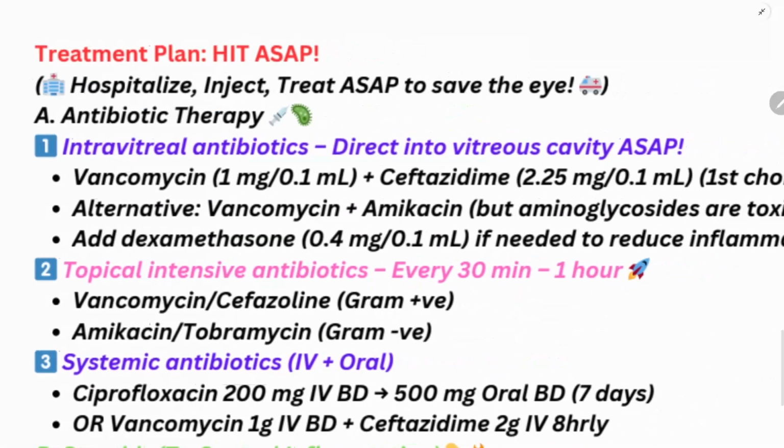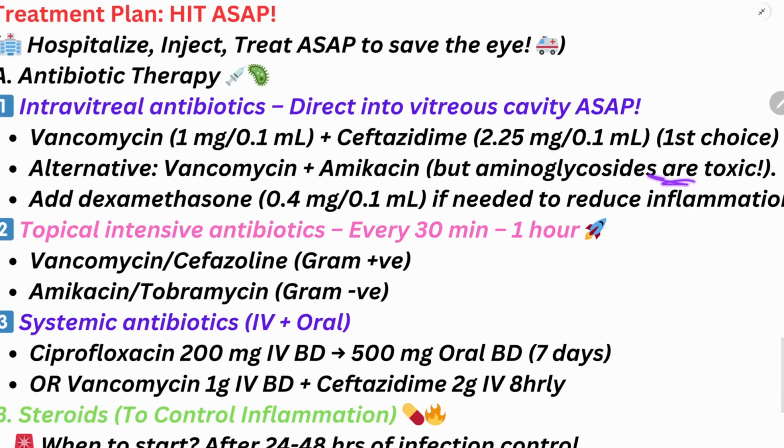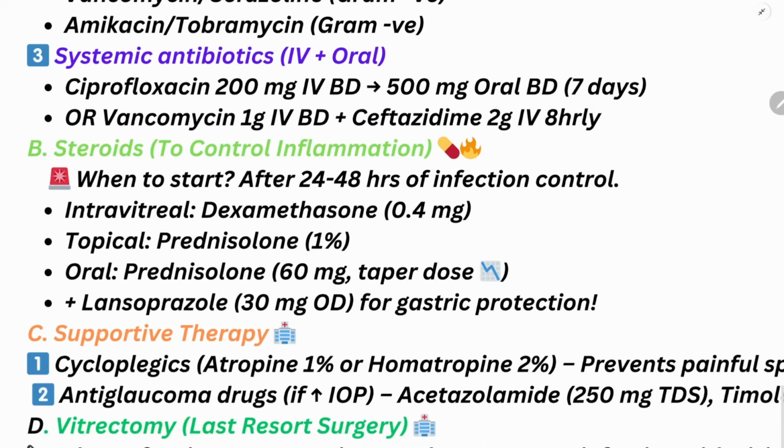Okay, so here the first one is antibiotic therapy. Here you will suggest intravitreal antibiotics like vancomycin, ceftazidime. An alternative treatment you can give is amphotericin plus amikacin. But remember, aminoglycosides are toxic here, and you can also add dexamethasone. Next one is topical intensive antibiotics. Every 30 minutes to 1 hour you will give them, and they contain vancomycin or cefazolin, which are used for gram-positive organisms, and amikacin and tobramycin can be given for gram-negative organisms. So here the causative organism is very, very important.